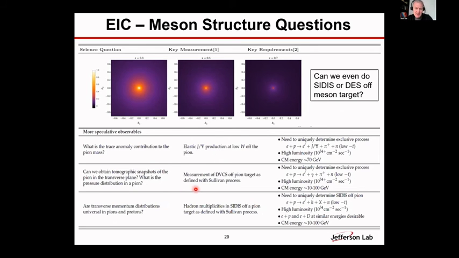You can do DVCS, you can also do transverse momentum distributions in the pions and the protons, and you can see whether they are universal. And again, if you go back to the old Lund Monte Carlo, where a lot of the TMD effects came from tunneling from the flux tube to the vacuum, they could be the same in any hadron structure, and we don't know.